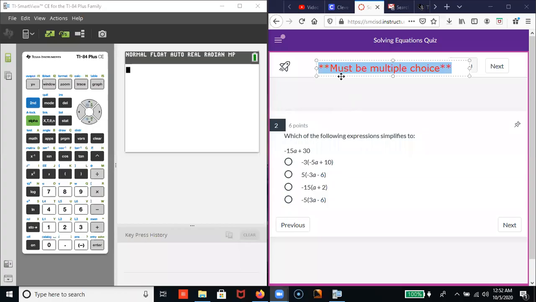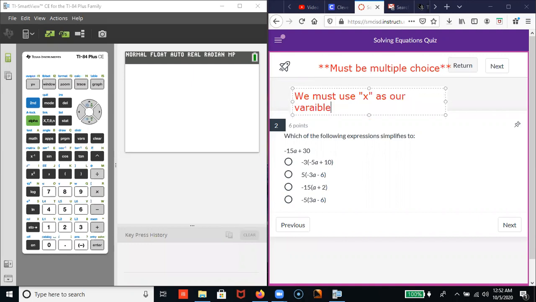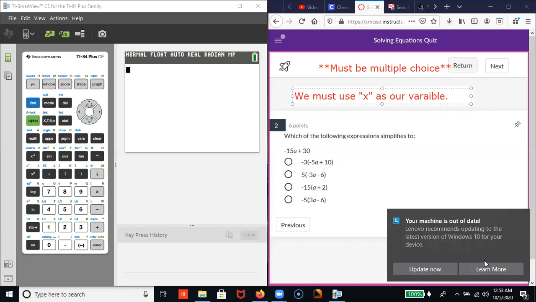Hello, so today we're going to be talking about simplifying expressions using a calculator. Now, one of the most important things is that it must be multiple choice in order to simplify on a calculator. So the way we're going to do this is by graphing. And another important thing we need to know is we must use x as our variable. In a graph, it's not going to take any other letter besides f. So in our problem, we're going to see a, but we're going to make sure that we're using x. If we don't use x, then it's going to give us an issue.